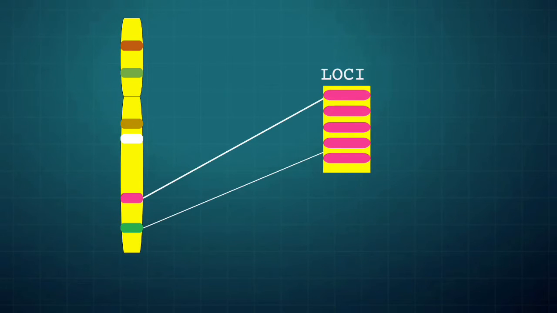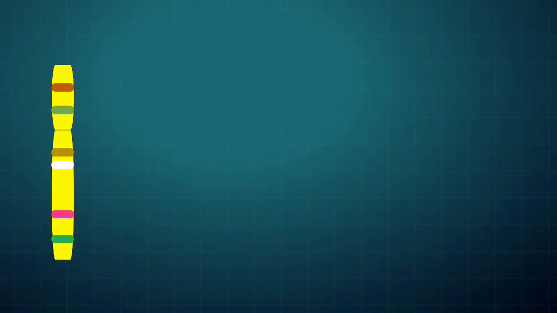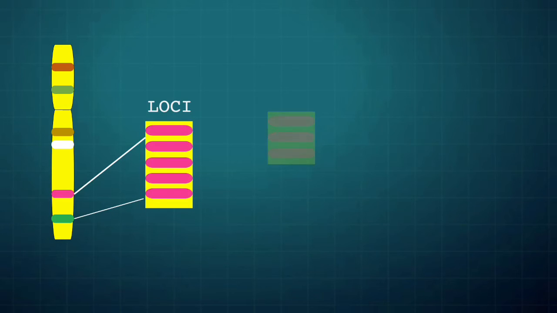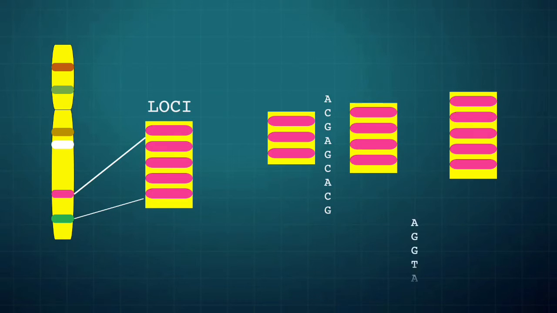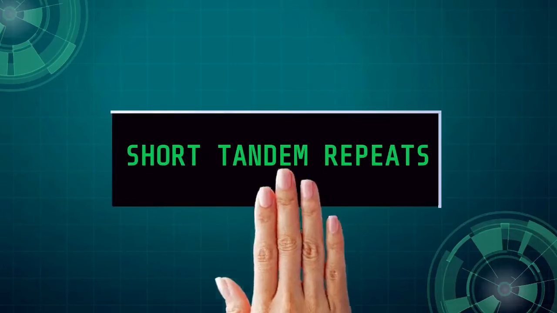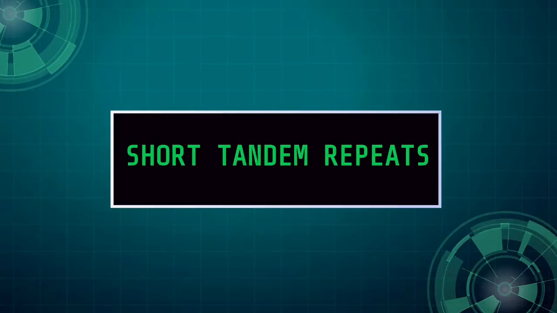There are sections or loci of the chromosome where, instead of a gene consisting of a long sequence of bases, there are much shorter sequences of 3, 4, or 5 bases that are repeated many times, as shown in the figure. These repeated sequences are called short tandem repeats, or STR. DNA profiling only looks at these STRs.